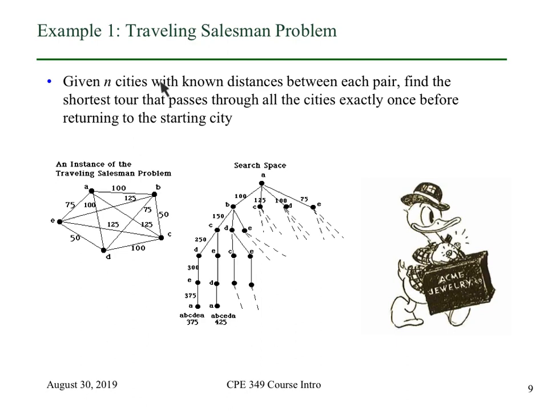So the first one of these problems is the traveling salesperson problem. Given n cities with known distances between each pair, find the shortest tour that passes through all the cities exactly once before returning to the starting city. Now, this is just one way to set up the problem. There are lots of applications to the traveling salesperson problem. One being in robotics, moving a robot arm in the most efficient fashion to, say, solder a circuit board. Another one would be for delivery services.